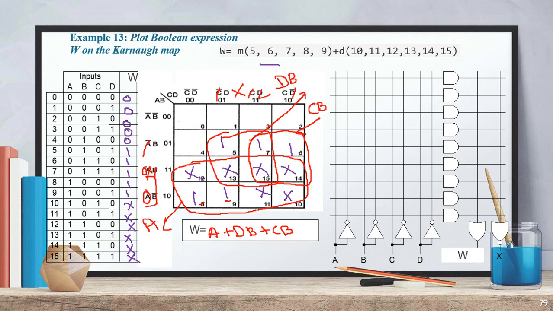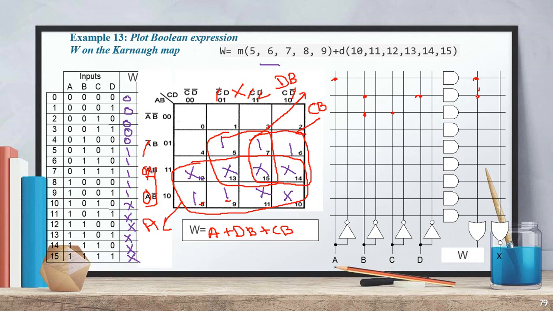The major rule of this don't care condition is that we cannot make a group of only don't cares. There must be at least one 1 present somewhere in that group. That is the major rule for don't care. Now we can do the logic diagram for this one. The first one, A is present, so make it A here. Second, DB is present, so D is present here and B is present here. Then CB, so C is present here and B is present here.